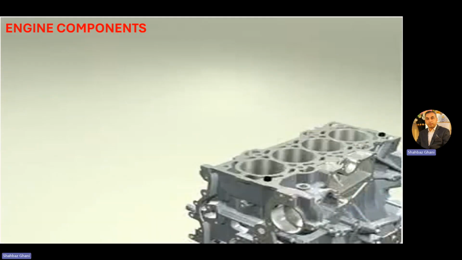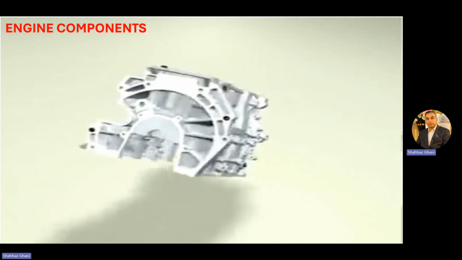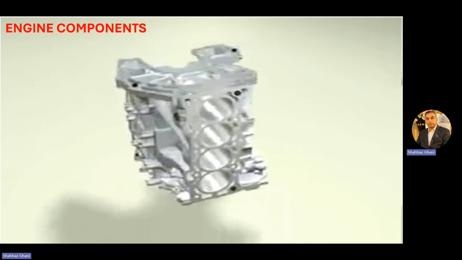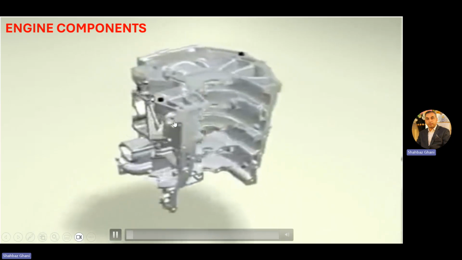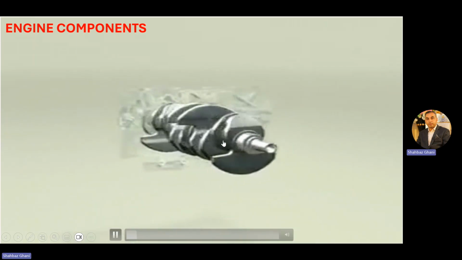Now, just to give you a brief introduction of the engine components, there is a small video clip, and I will be explaining a few major parts here. The engine is basically divided into three major parts: the engine head, the engine block, and the crankcase. So let's see this video. This portion is known as the engine block, which contains the cylinders inside. These are the four cylinders here, and this is the crankshaft.